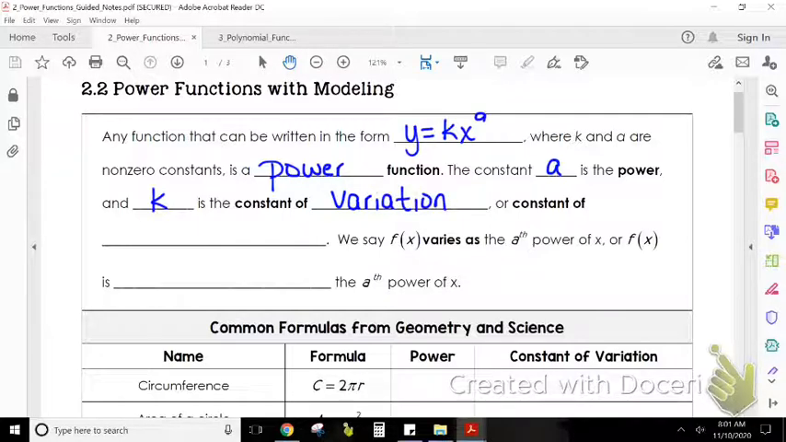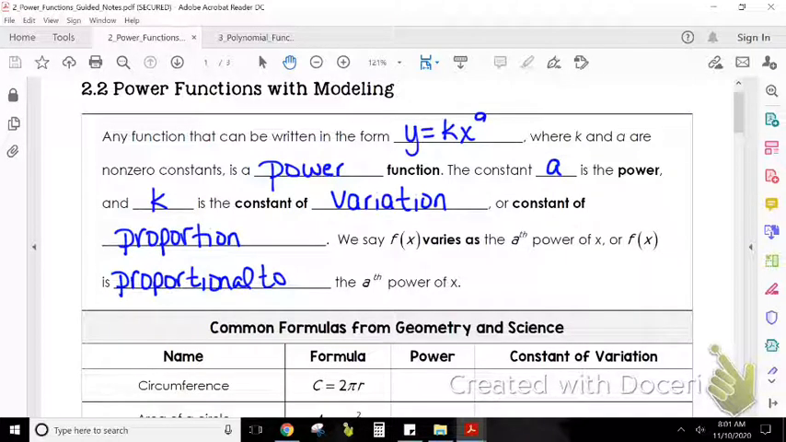So we talked about some of these back in, I think it was 1.9, okay? I'm sorry, I didn't finish that. So it is a constant of variation or the constant of proportion. We say f of x varies as the eighth power of x, or f of x is proportional to the eighth power of x. So you're going to be looking for the words proportional or varies, okay? That's what's going to tell you that it's a power function.